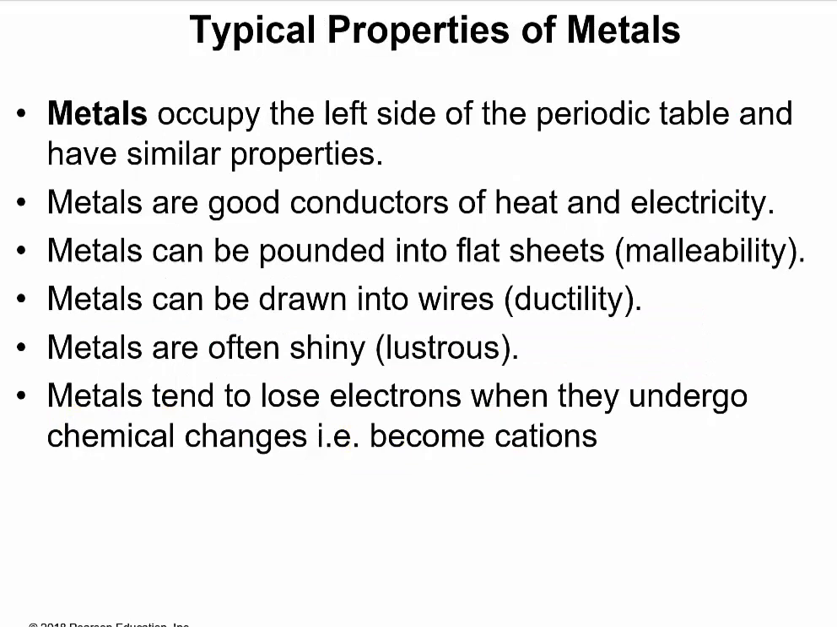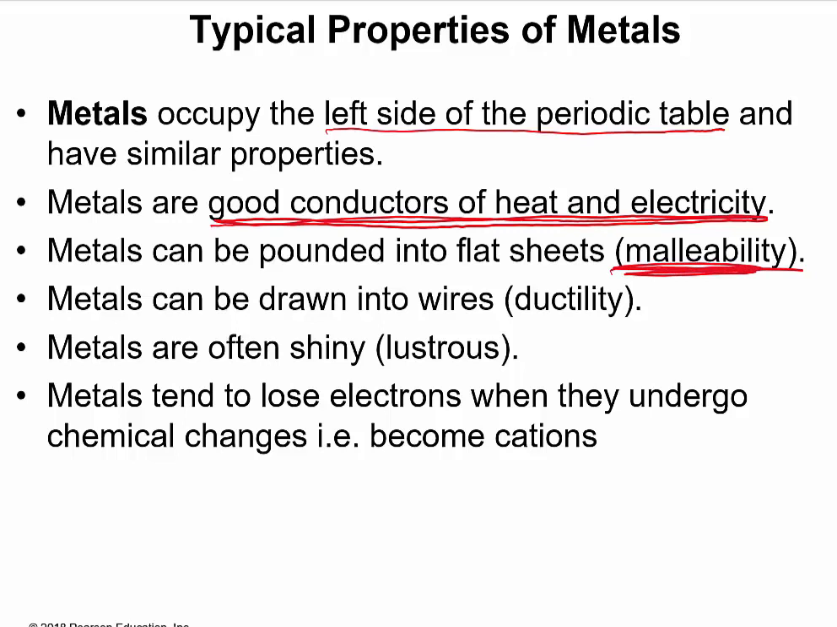Let us now learn about metals. Metals occupy the left side of the periodic table. They tend to be very good conductors of heat and electricity. They are malleable, which means you can beat them into different shapes. They are ductile, which means you can draw them into wires. If you pull them, instead of just snapping into two, they will become wires. This is the most important one in chemistry. When metals undergo chemical reactions, they tend to lose electrons, which means they love to become cations. Again, please remember that. Very, very important.